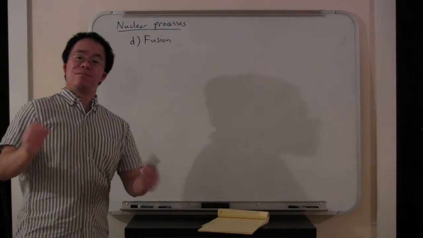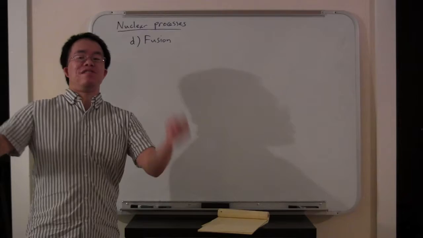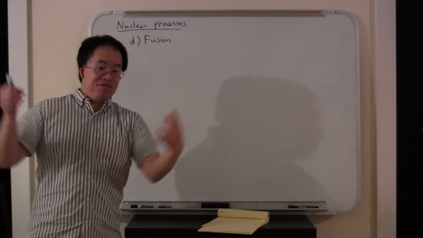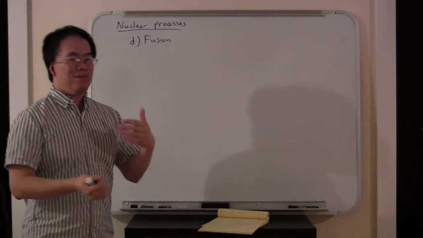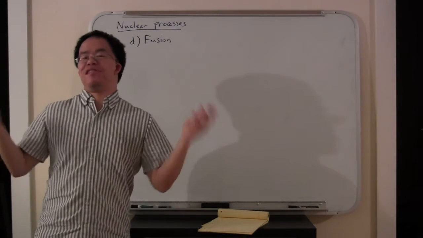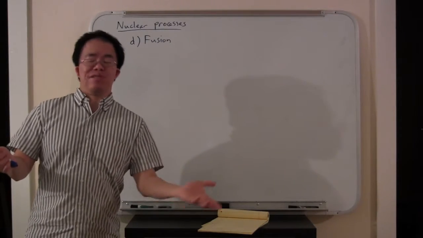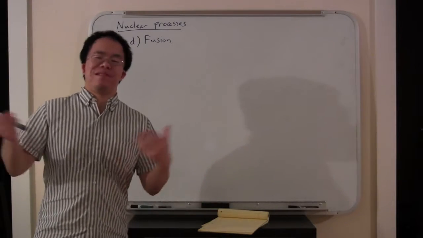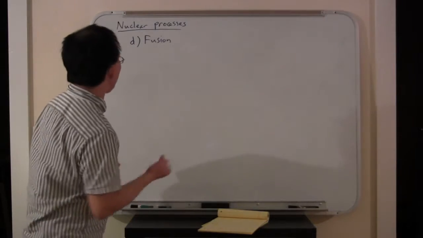Let's now take a quick look at nuclear fusion. Fusion is a process where two smaller nuclei come together and fuse into a more massive nucleus. You should care about fusion because that's where the sun gets its energy from, and that's how ultimately we get the energy we use here on Earth.